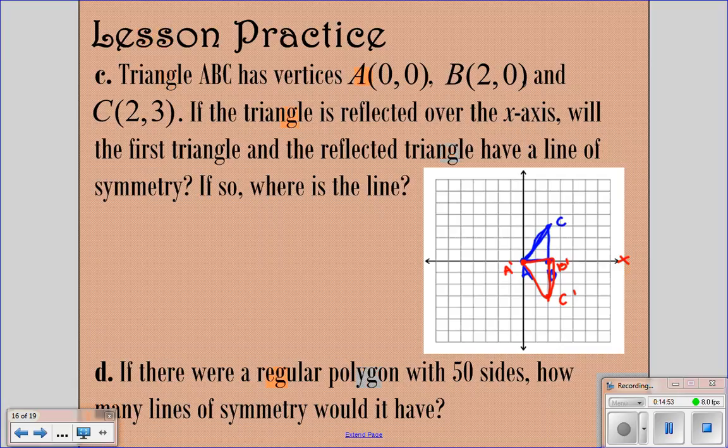Okay, and so there is your reflected triangle. It asks if it has a line of symmetry, and if so, where is it? It does have a line of symmetry, and it's the line that you reflected it over, so the x-axis. So the line of symmetry is on the x-axis. Okay, looking at D, if we have a regular polygon with 50 sides, how many lines of symmetry would it have? Well, since it has 50 sides, it would have 50 lines of symmetry. So the answer for D would just be 50.